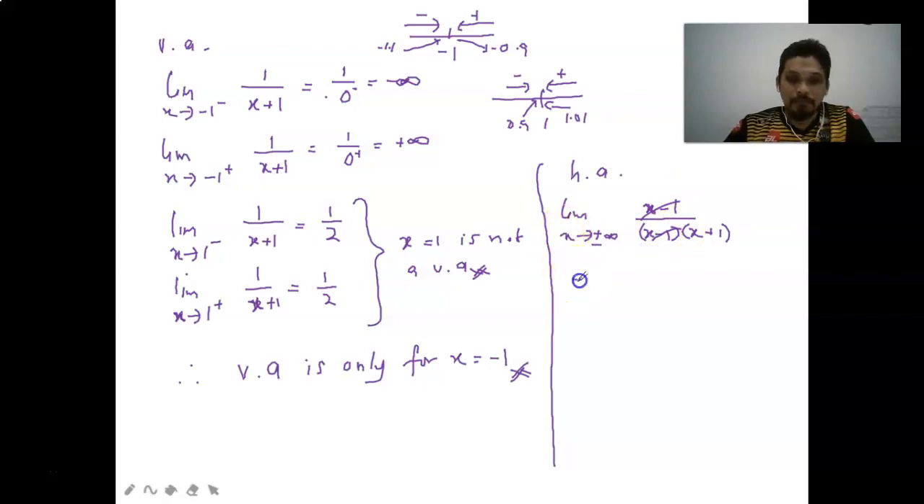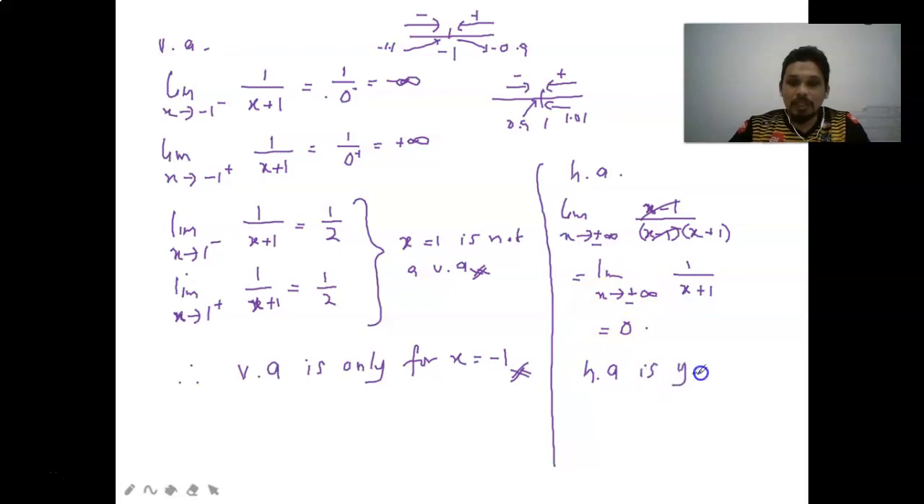So then, for the limit of x approaching positive and negative infinity of 1 over x plus 1, both of these approach 0. Okay, so then the horizontal asymptote is y equals 0.